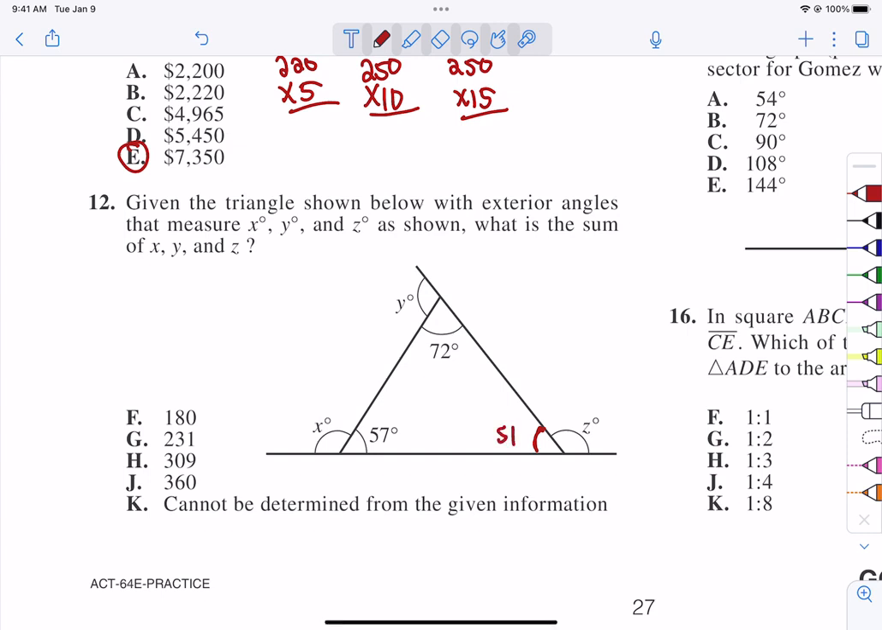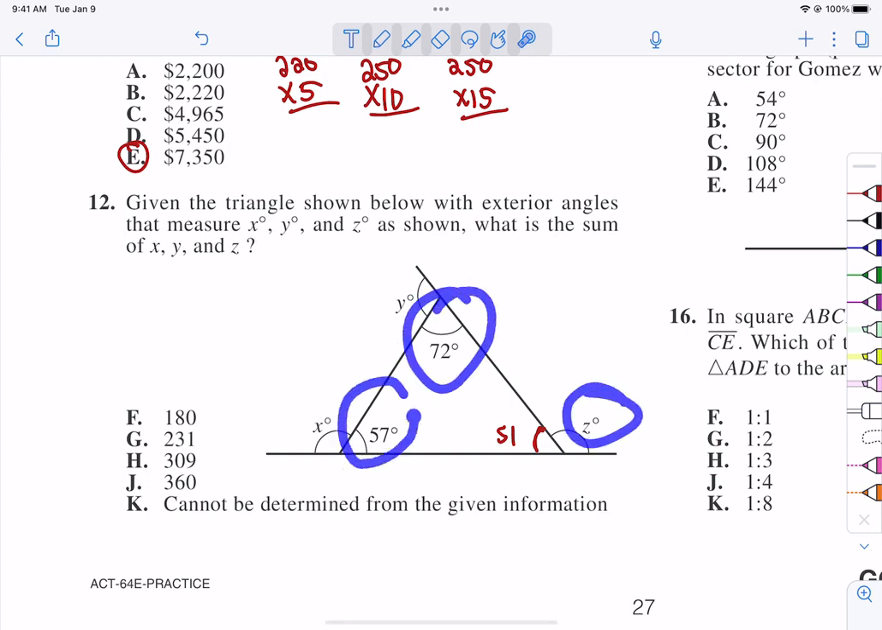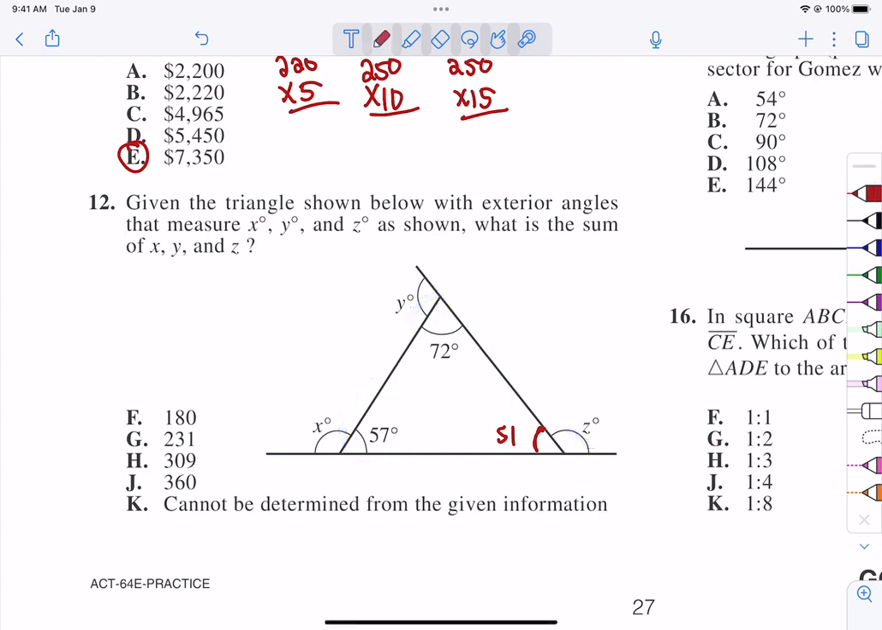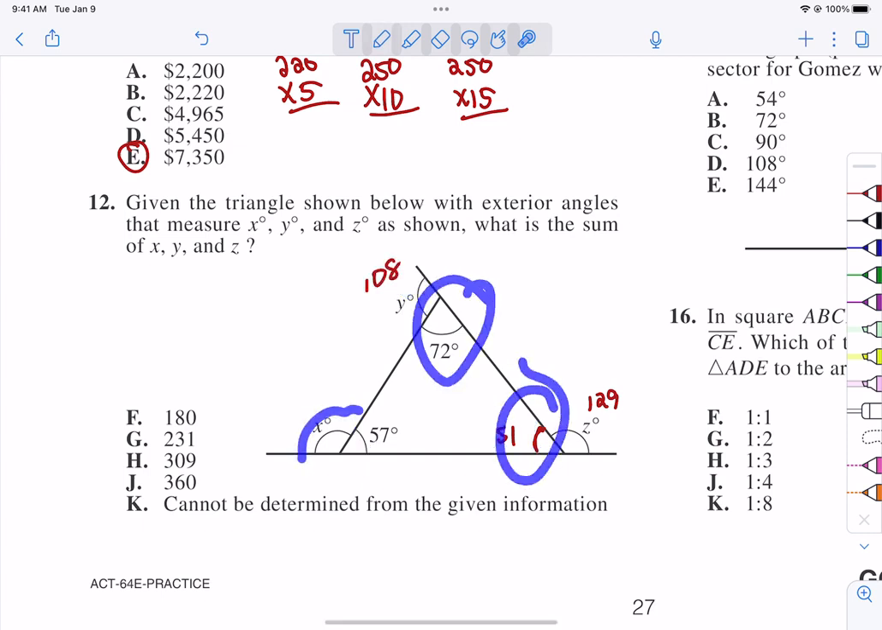Now there's a rule about the exterior angles. The exterior angles always add up to the two remote interior angles, I think they're called. I don't teach geometry. So this one adds up to those two, which is 129. So I'm going to put that there. This one adds up to these two, that is 108. And this one adds up to these two, which is 123.